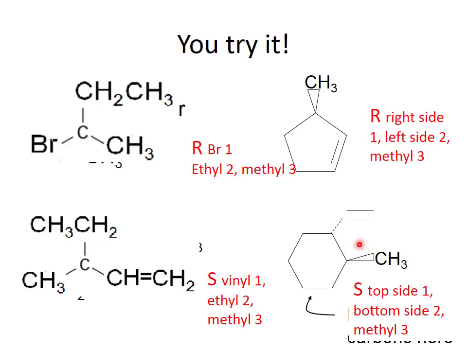So this one, S, because top is number 1, the bottom's number 2, and the methyl's number 3. So the rotation goes counterclockwise, S. For this carbon, the bottom side's number 1, the vinyl is number 2, and this part is number 3. So if I look at the rotation with the hydrogen coming out, I get counterclockwise. But because the hydrogen's coming out and needs to be going back, it must be R.